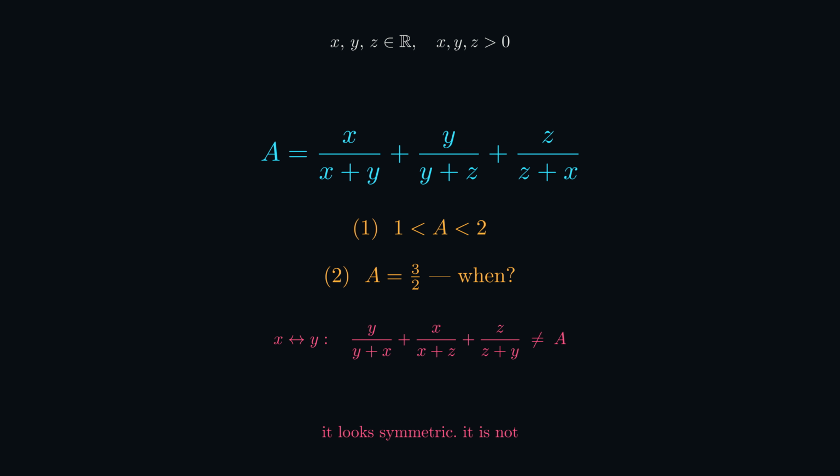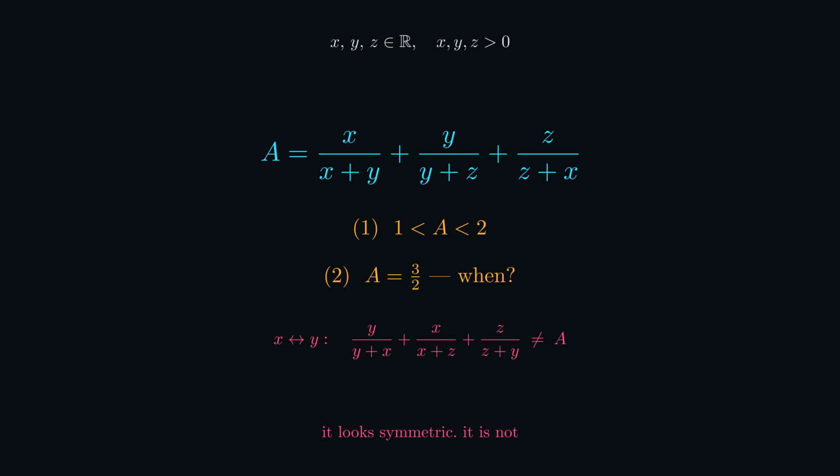Before starting, look carefully at what kind of object A is, because this is the place where people usually hesitate. A is not symmetric. Swap x and y and the first term becomes y over y plus x, which is fine. The denominator did not change, but the second term becomes x over x plus z, and that is a different expression. The whole thing shifts. It has the appearance of symmetry without the property. And that is exactly what makes it interesting.